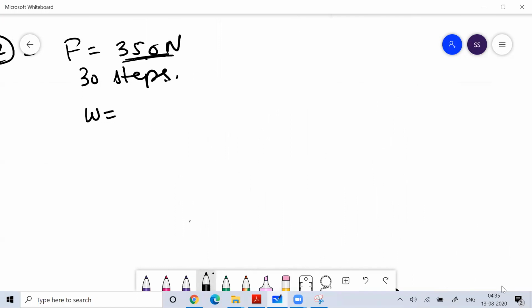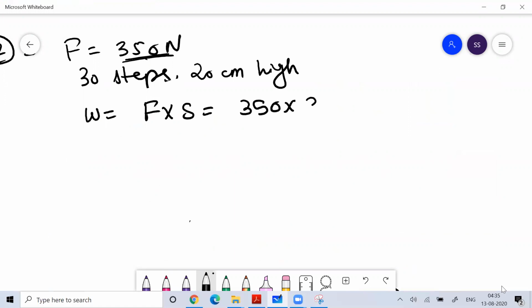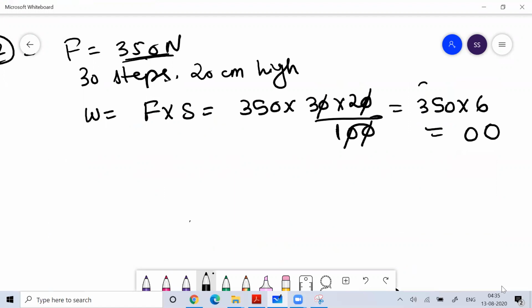So here the force is given, 30 steps and 20 centimeter high. You know the formula of work done: work done is force into displacement. Force is 350 and this is 30 into 20 centimeter. Convert that into meter, so the zeros will cancel. This is 350 into 3 into 2, that is 2100 joule. Because the force is given, that is m into g was given to you, so there is no need to consider the g value.